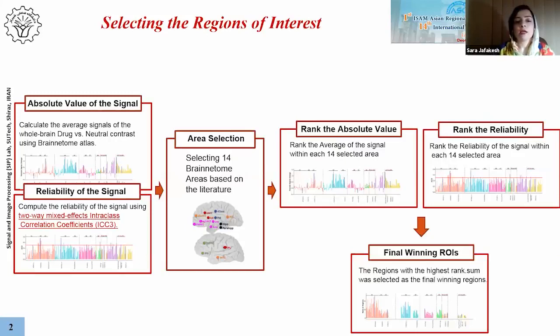This is the block diagram of our model. First, we calculate the average signal of the whole brain, drug versus neutral contrast. And then the reliability of the signal was calculated. We select 14 Brainnetome areas based on the literature and rank the absolute value of the signal and also rank the reliability of the signal. With the combination of these two factors, we select our final regions as the winning regions.